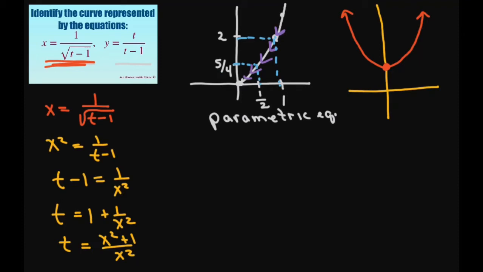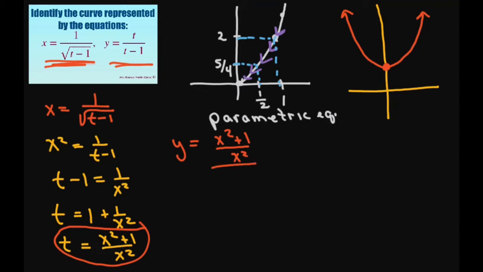Now what we want to do is substitute our t here into my y equation. So that's going to give me y equals, let's see, what do we have? t, so we write x squared plus 1 divided by x squared. And then in the denominator we have t again, so x squared plus 1 divided by x squared, and then we have minus 1. If you have minus 1 here and you get your common denominator, it's x squared, so you're going to put minus x squared over x squared, because that gives you the same denominator.